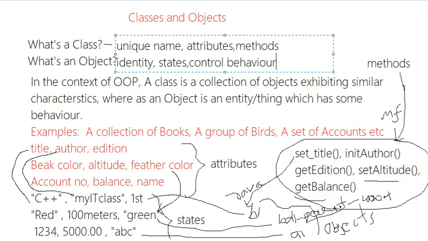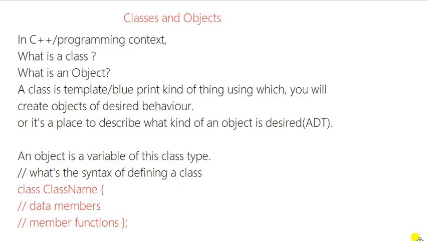Now let us discuss in the context of programming. In programming context, what are class and objects? So what is a class? A class is a template or a blueprint kind of thing using which you will create objects of desired behavior. You have seen in the previous slide how we can get the desired behavior by defining a member function. We change the state of an object. By changing states, we can change the behavior as per our requirement.